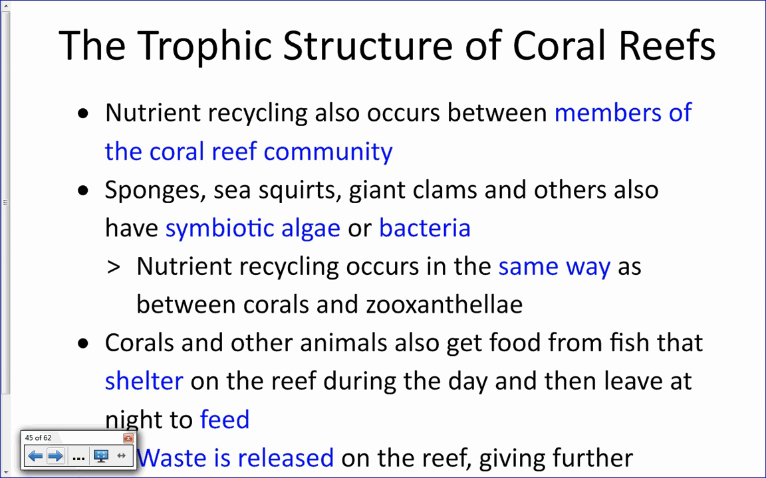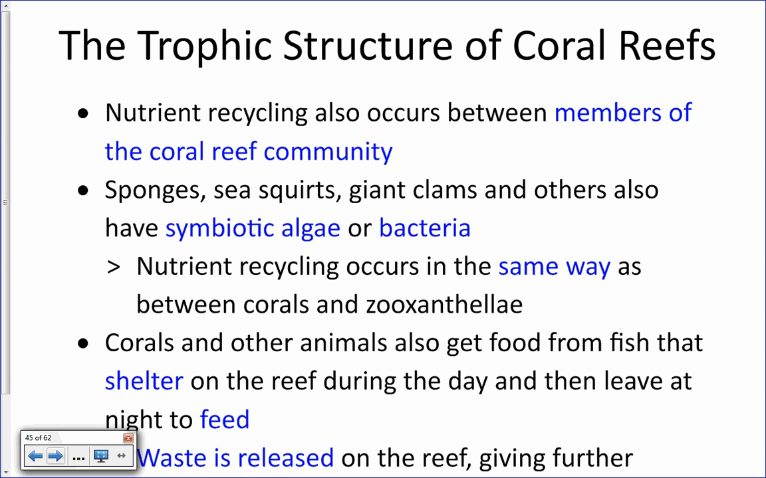There are other types of things that have symbiotic zooxanthellae or algae or bacteria, and they'll do the same process of nutrient recycling like a coral and a zooxanthellae will. So anything that has a symbiotic relationship on the reef will do nutrient recycling.